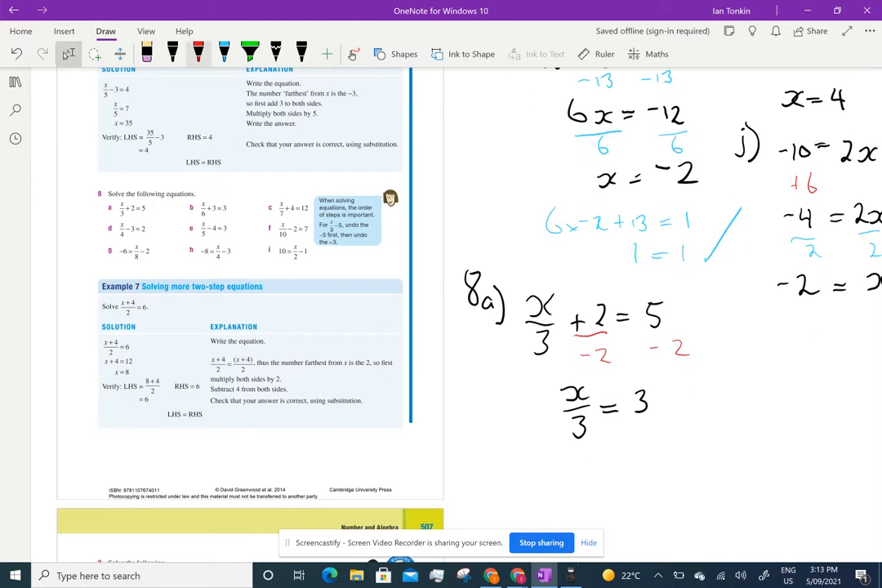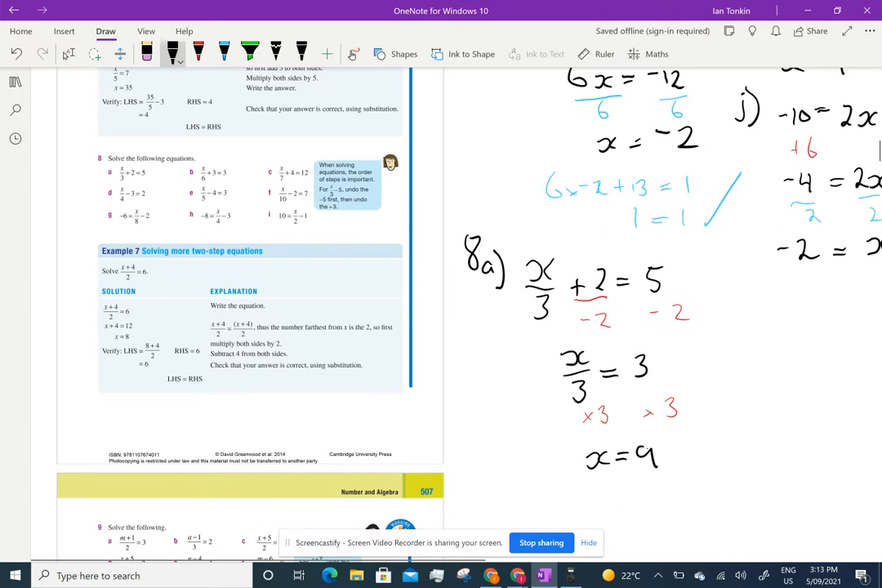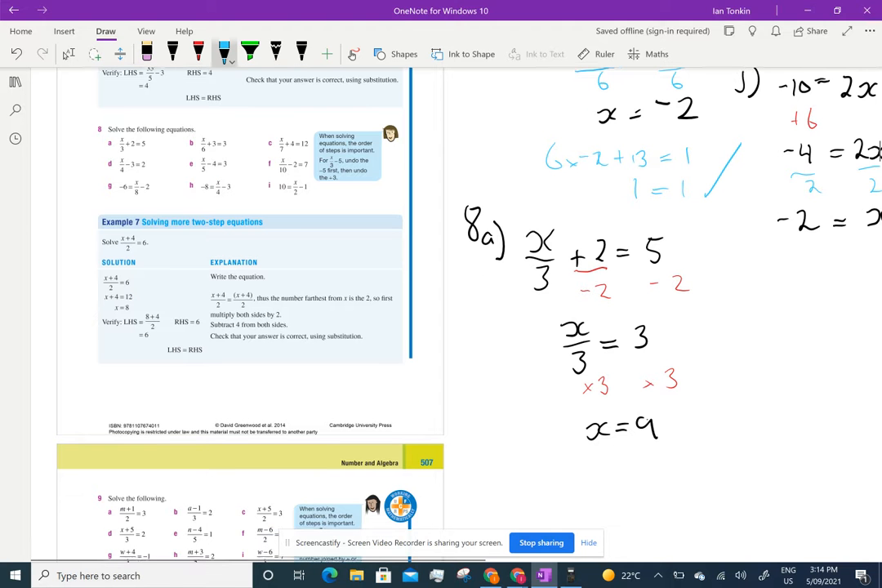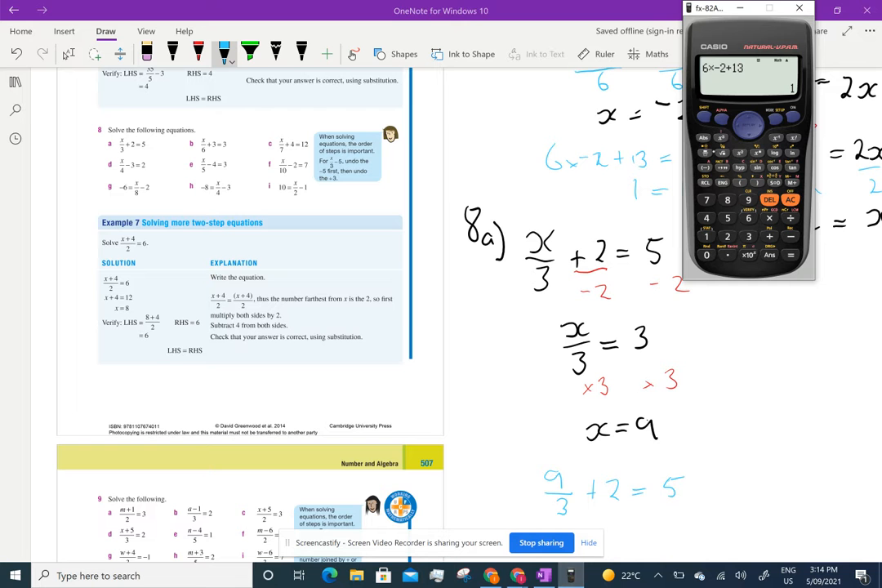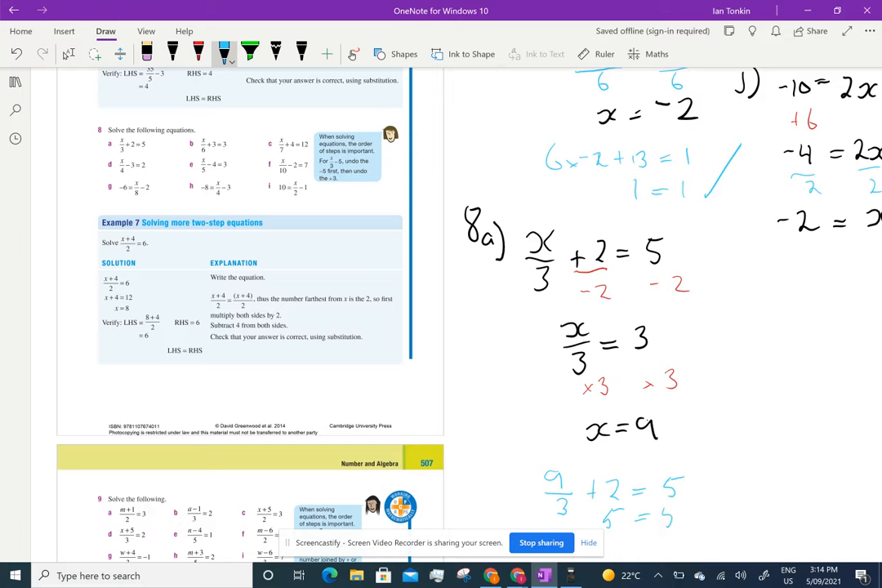Now I have to get rid of that 3. So I'm going to times the 3 and times by 3. And I will get x equals 9. Probably a good time now to just double check by substituting back in. So put the 9 where the x is. And does that equal 5? Well, let's use our calculator. Is 9 over 3 plus 2. Well, what does that equal? 5. And 5 equals 5. We know we're right. D.